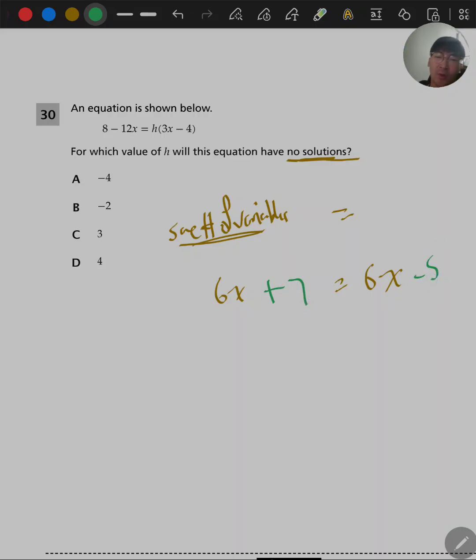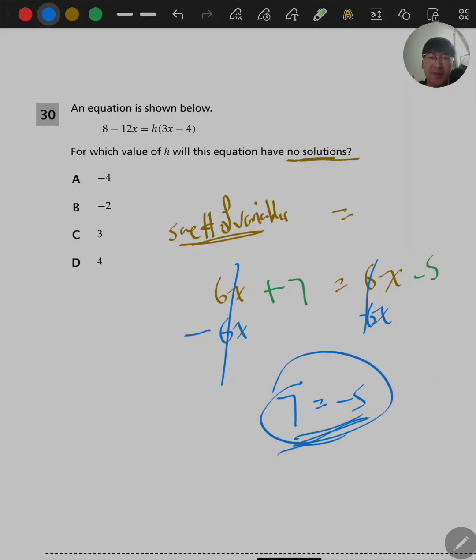Okay, why? Because when you try to gather up the x's or the variables here, this thing is going to disappear, and then you're going to get an equation with no variables, but that's false. So an equation with no variables but a false statement: 7 equals -5. This can't happen, so that means there's no solutions.